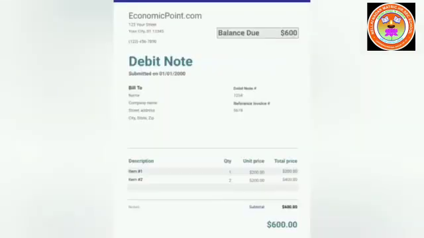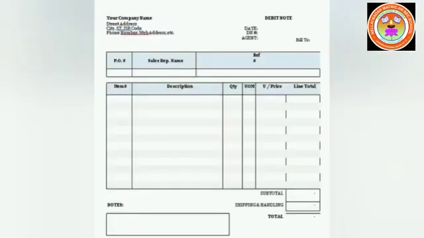Debit note. A buyer may return the goods to the seller in various situations, such as when goods are defective or damaged, goods do not meet the specifications, etc. When goods are returned by a buyer, the buyer prepares a debit note and sends it to the seller. It contains details such as the description of the goods, quantity returned, and also their value.